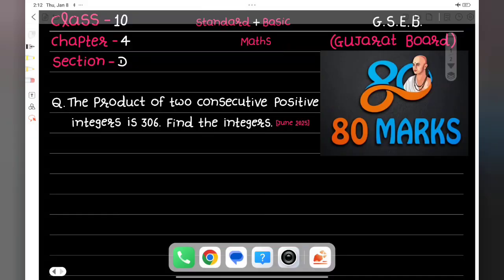Hello students, today we will solve one important question of class 10th Maths Gujarat Board. This question is important for both standard and basic maths on quadratic equation for section D, means 4 mark. The question is: the product of two consecutive positive integers is 306. Find the integers. Question is from textbook and asked in June 2025.